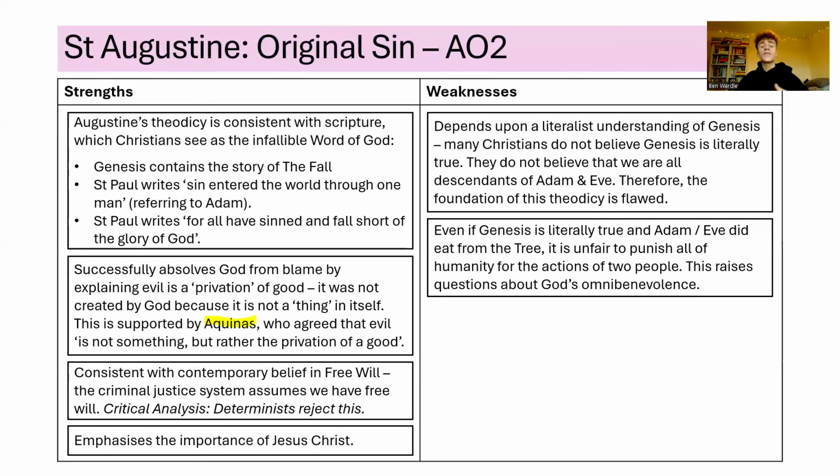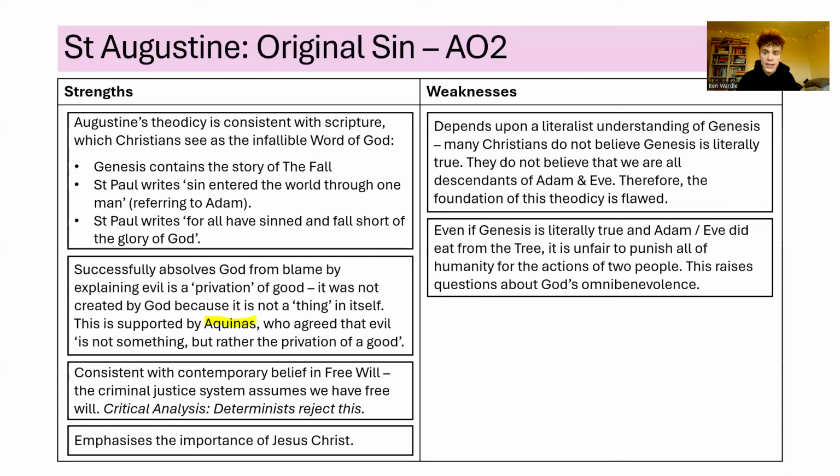Our next point is that even if Genesis was literally true and Adam and Eve did eat from the tree, it's unfair to punish all people for their actions. This is a really great criticism, isn't it? Because we've just said that, if someone doesn't believe in Genesis being literally true, then that undermines the theodicy. But now we're going to double down and we're going to develop that by saying, even if they did believe it's literally true, it's still not a sufficient defense, because it's unfair to punish all of humanity for the actions of two people.